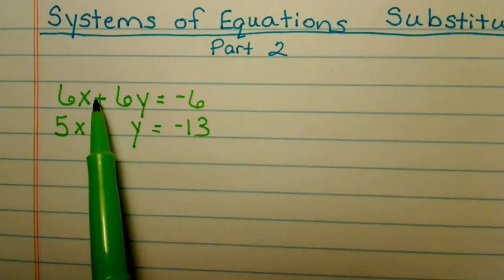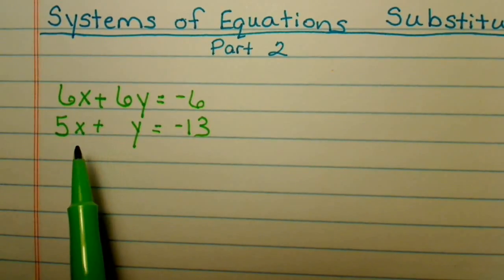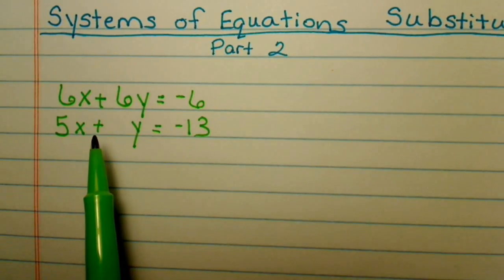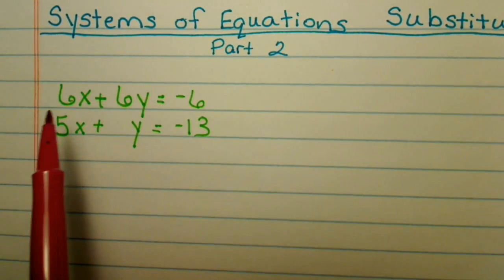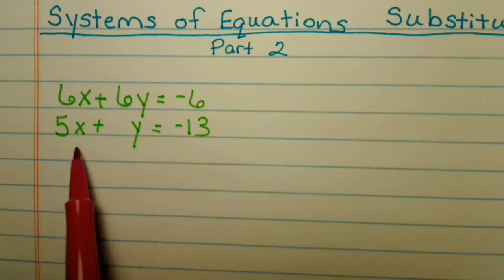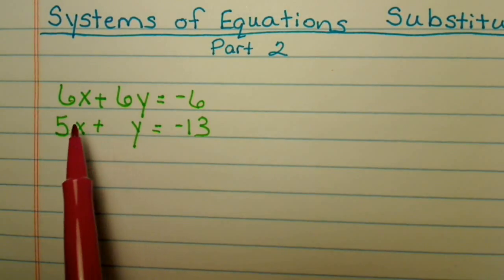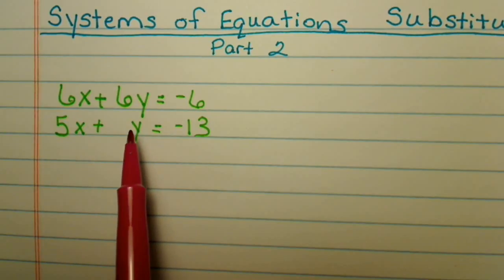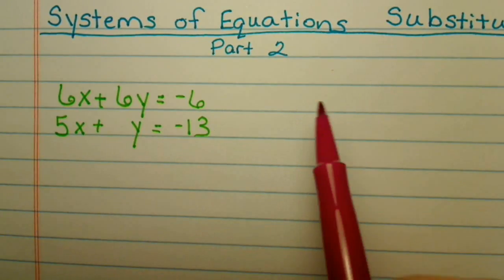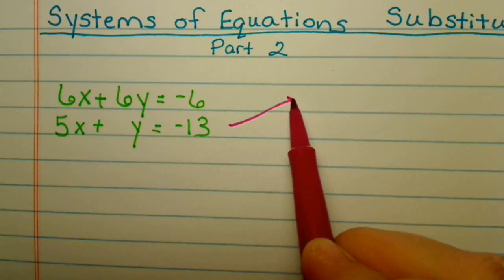First thing we want to do is, in one of these equations, isolate a variable on one side of the equal sign, all by itself. So you have to just look at these equations and see which one would be the easiest to get the x or the y by itself on one side of the equal sign. And to me, it looks like this one. Because here, all we have to do is move that 5x, and then this y will be all by itself over here. So I'm going to write this problem here.